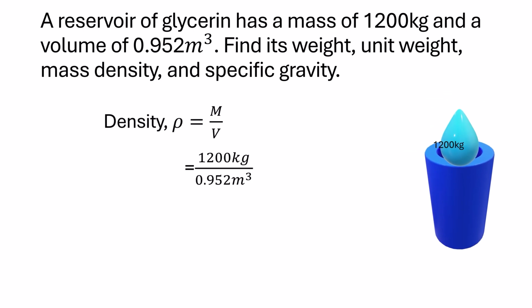The density of a fluid is its mass per unit of volume. Take note that density means the amount of mass it has in a certain space it occupies. We can express it as mass over volume. Plugging in 1,200 kilograms in mass and the volume it occupies, which is 0.952 cubic meters, we divide and arrive at 1,260.50 kilograms per cubic meter.